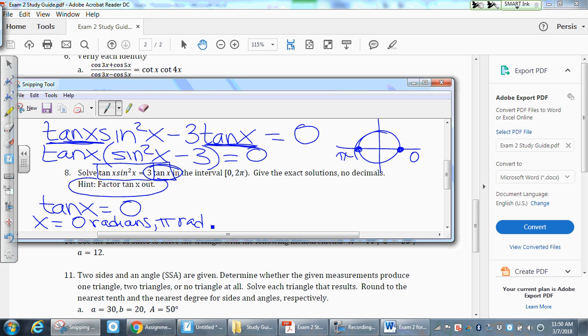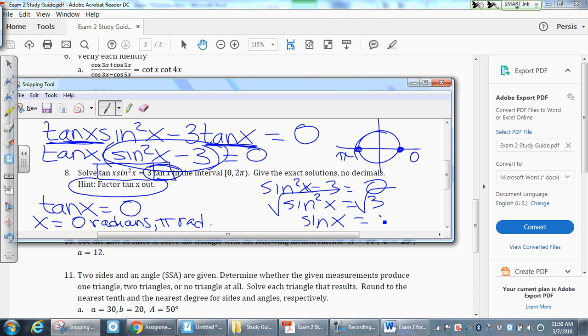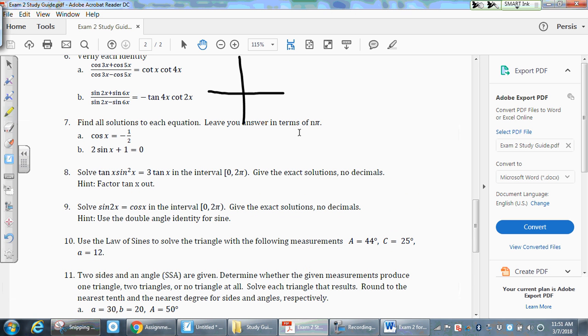Okay, now if we take the other factor, this one, and we say sine squared x minus 3 equals 0, and then we solve for x, it will be sine squared x is equal to 3. Then we have to take a square root, and so that will give us sine x is equal to the square root of 3. Now, in this case, I want you to remember something. What is the range of the sine curve? It goes from negative 1 to 1, and this is a very bad graph.